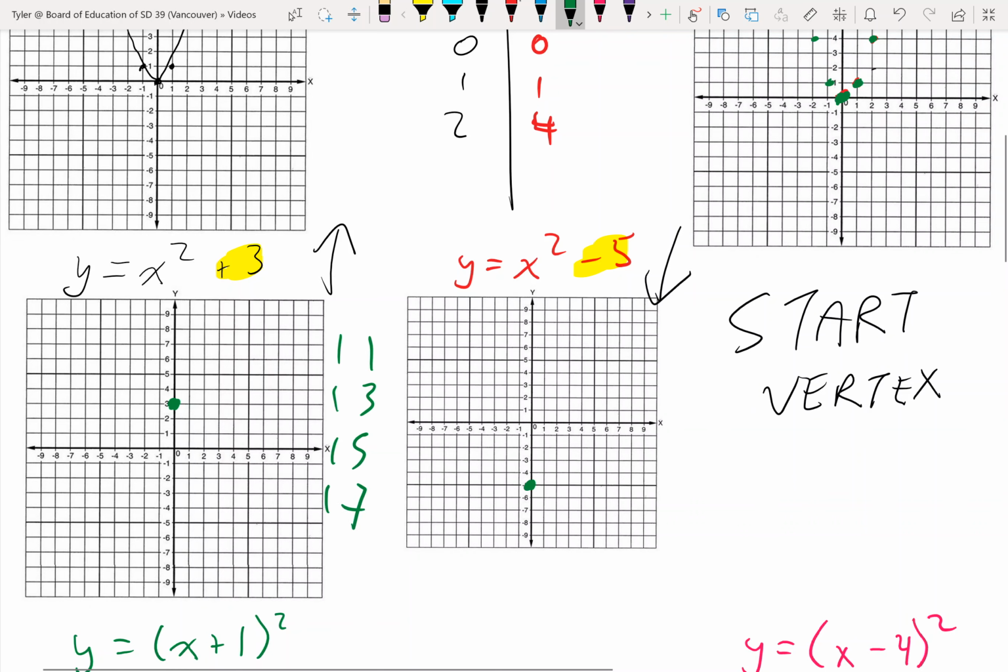Okay? So for this first one, over 1, up 1, first point. Over 1, up 3. Then over 1, up 5 goes off the graph. I'm going to draw my mirror points. Bam, parabola done. Takes like 5 seconds.